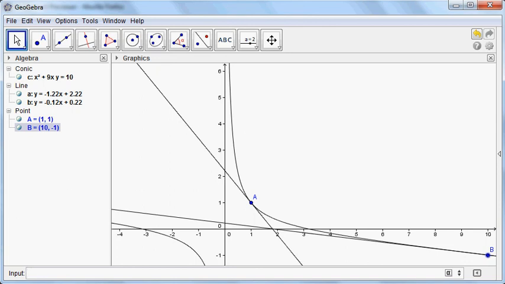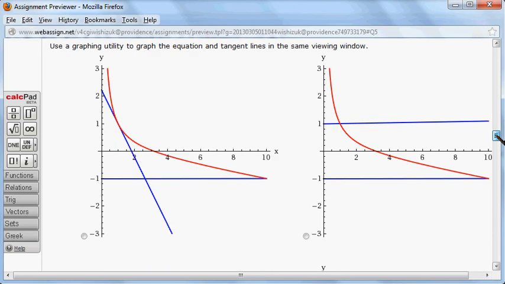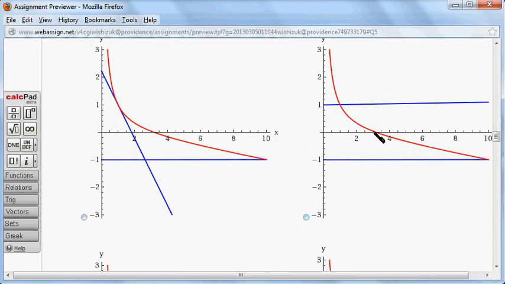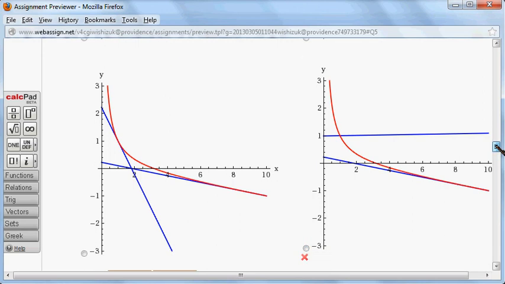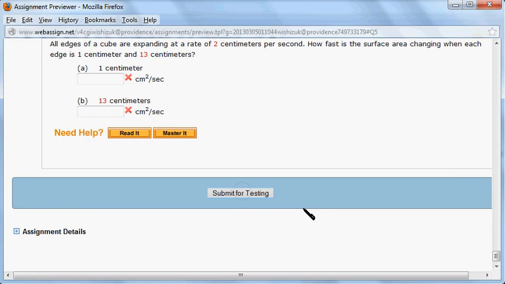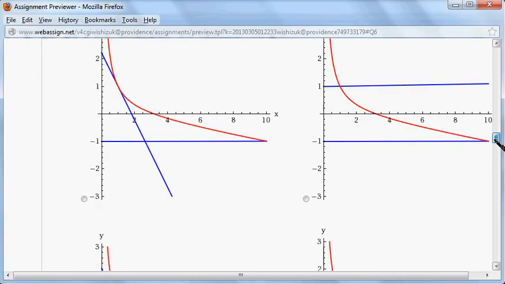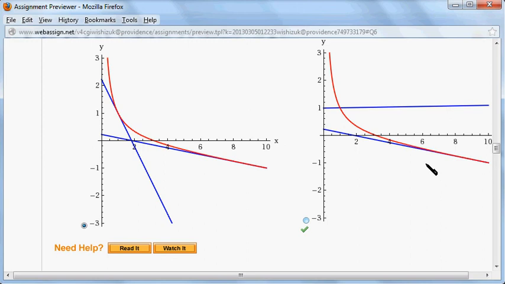Let's go back to the picture and see if we can choose the right one. This doesn't look like it. These two are not even tangent lines. This looks promising. This is not a tangent line, so this has got to be it. So let's submit for testing. It came back and the first one is correct and the second one's correct, and we chose the correct graph as well. That's it. I hope that this was clear.